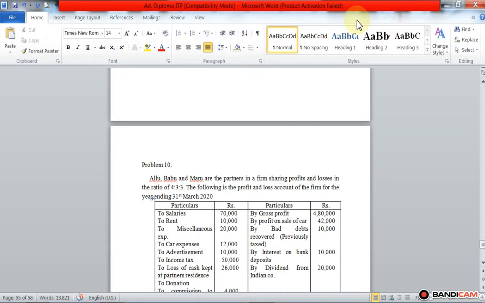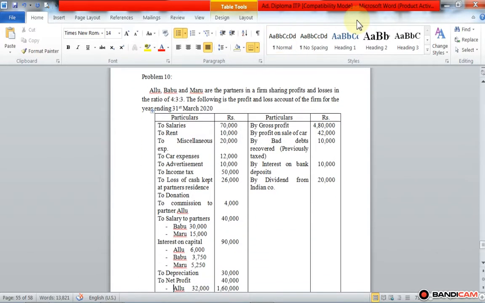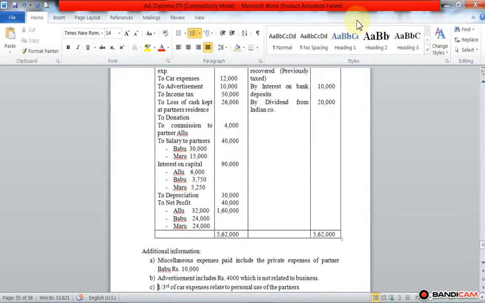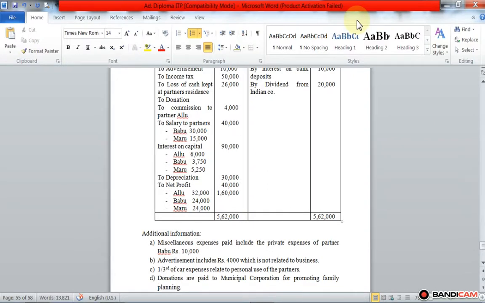But we start to read the problem from the adjustments. So go to the additional information and read it carefully. Here the additional information is that miscellaneous expenses paid include the private expenses of partner Babu, rupees 10,000. So miscellaneous expenditure includes rupees 10,000 of private expenses of partner Babu. Okay, so it is important.